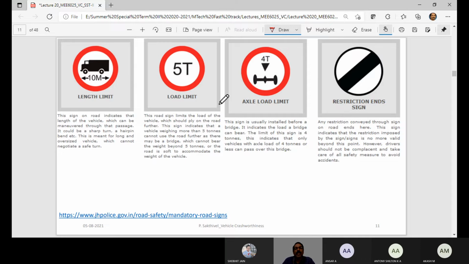So far you would see such kind of road signs, and you suddenly see this, that means there it ends. The sign indicates that the restriction imposed by the sign or signs is no more valid beyond this point. However, drivers should not be complacent and should take care of all safety measures to avoid accidents.